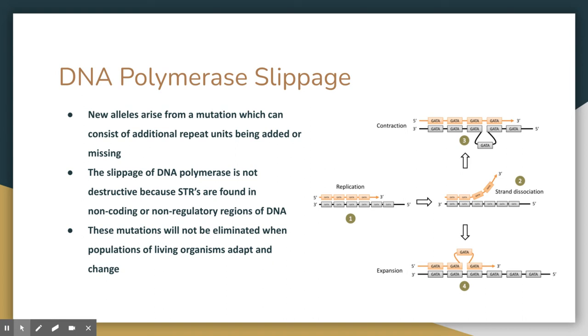This happens because DNA polymerase can easily slip on the template and misalign DNA strands during the replication of repeated DNA sequences. The slippage of DNA polymerase is not detrimental because STRs are found in non-coding or non-regulatory regions of DNA. The extra copies created are insignificant and have little to no consequences on the health and behavior of the individual. Because they are insignificant, they are not eliminated from the population by natural selection.